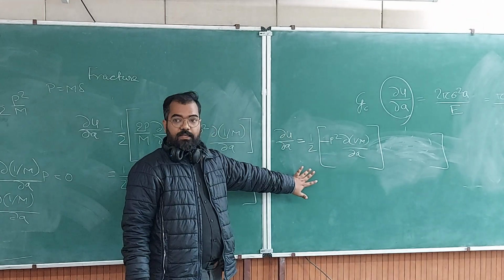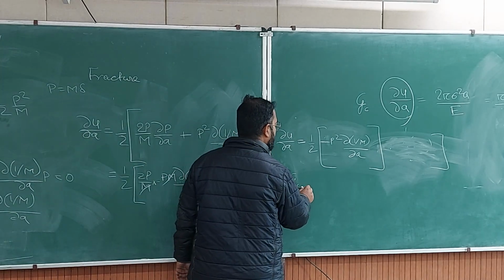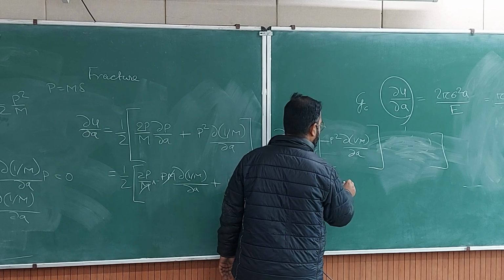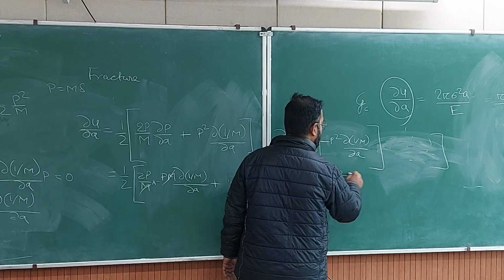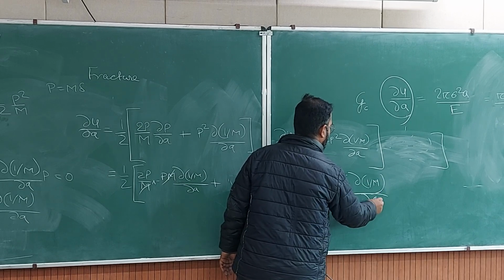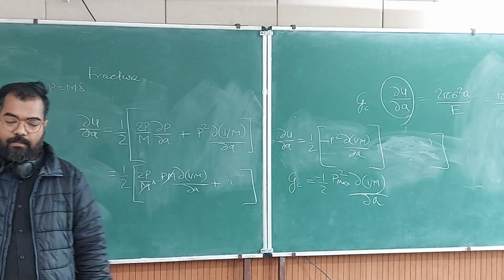So this will be the final value, and if you want to find out the critical value, then that will be equal to P max square.